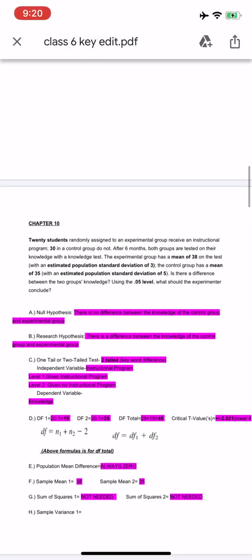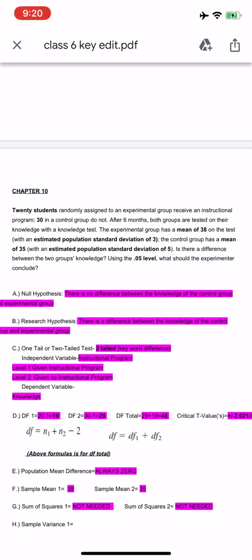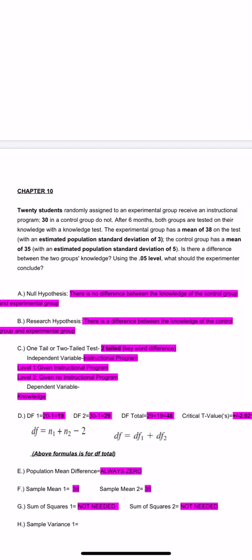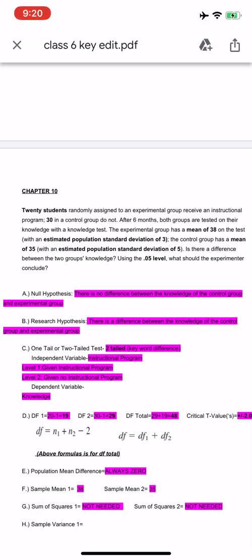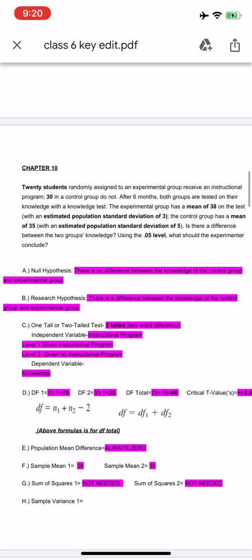So "is there a difference" gives away that it's a two-tailed test. So the null would be there is no difference between the knowledge of the control group and experimental group. And the research hypothesis would be there is a difference between the knowledge of the control group and the experimental group. One or two-tailed test? Two-tailed, again, the key word is difference.